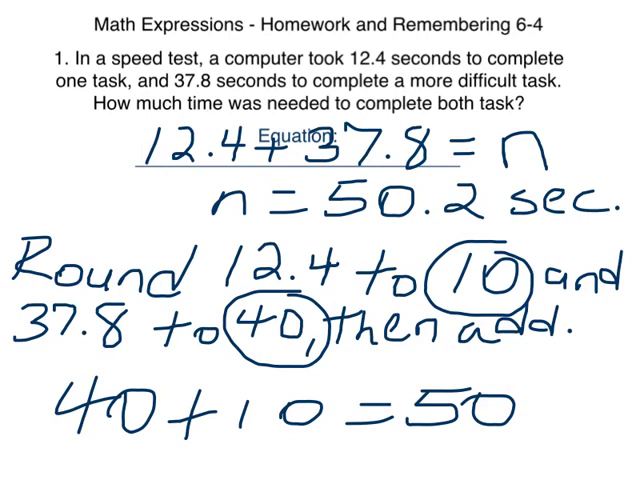Therefore, we can summarize by saying if we round 12 4/10 to 10 and 37 8/10 to 40, then add 10 plus 40 equals 50, we know our answer is reasonable because our estimate is about 50 seconds. So everything is adding up and showing that we're on the right track when we did our adding in this equation and we found the correct answer for n.